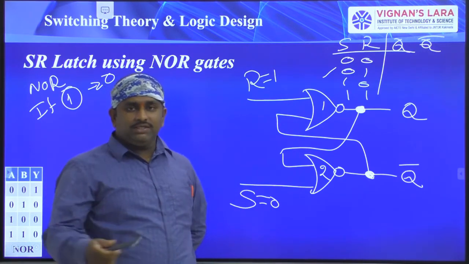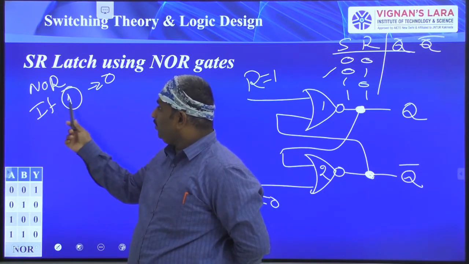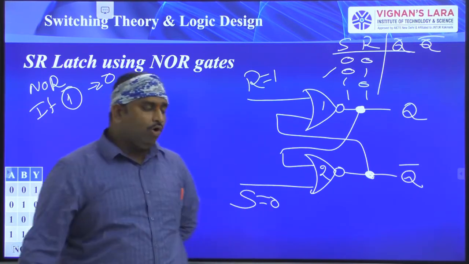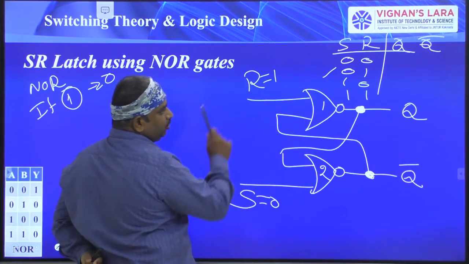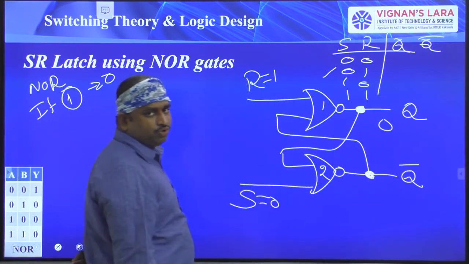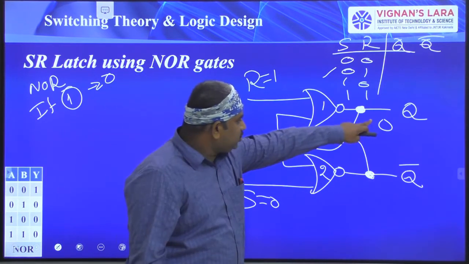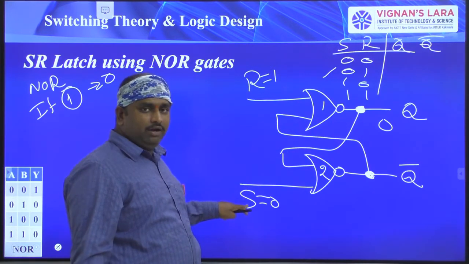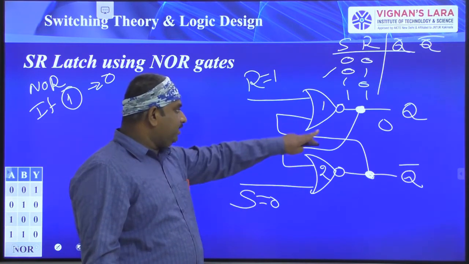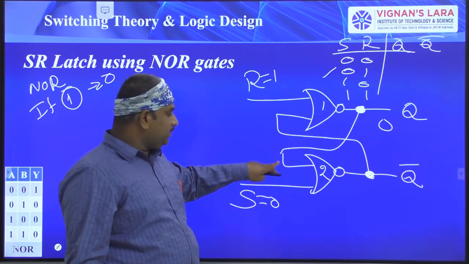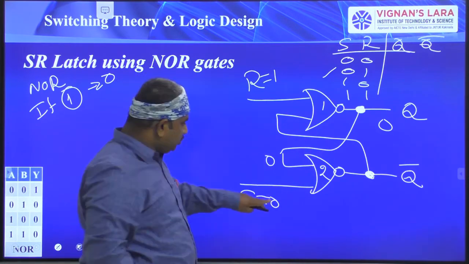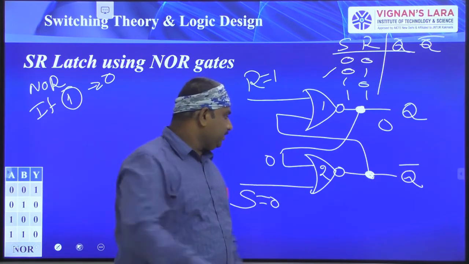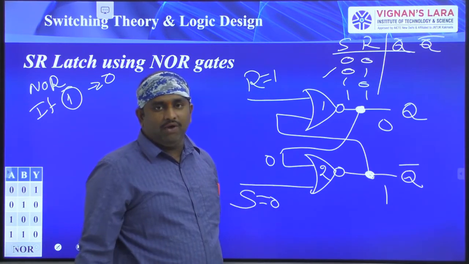So what is the NOR gate condition? If any one of the inputs is equal to 1, automatically the output is equal to 0. Here R is equal to 1, so automatically the Q output goes to 0. This 0 is connected to this NOR gate. Here one NOR gate input is 0 and the other input is also 0. For the 0, 0 combination, the NOR gate output is equal to 1. That 1 I have written here.